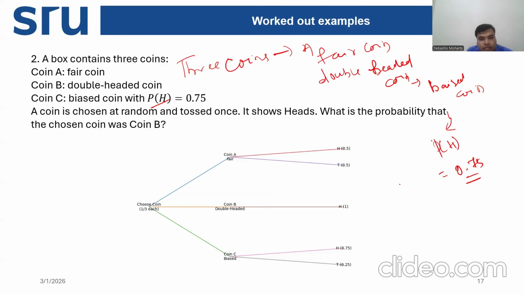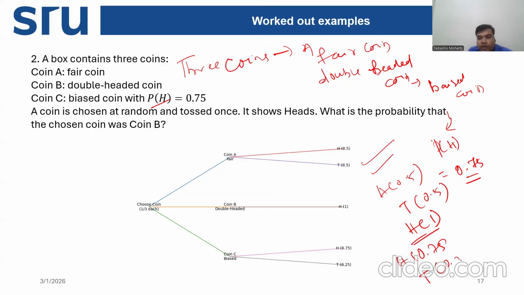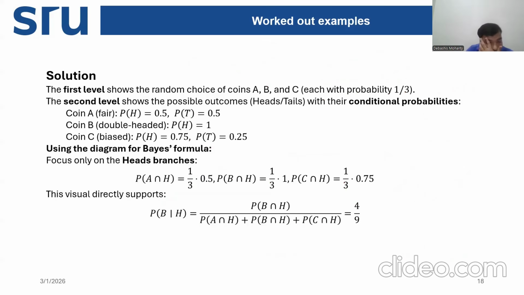So here it is given the coin B. That means the probability of head is 0.5 for coin A, and tail is also 0.5. The probability of head for coin B is 1. In the case of coin C, head is 0.75, and tail is 0.25. Okay, students, next, this is the solution.